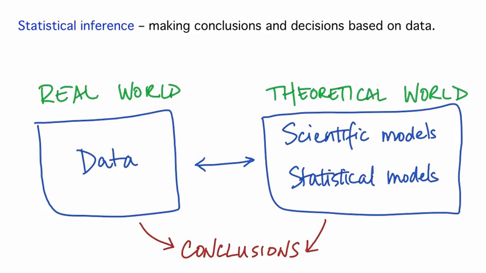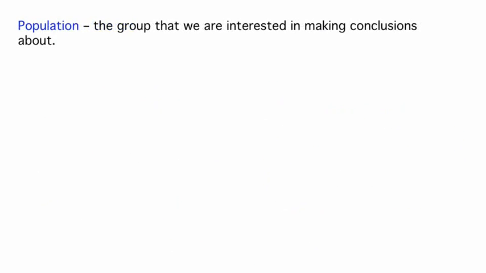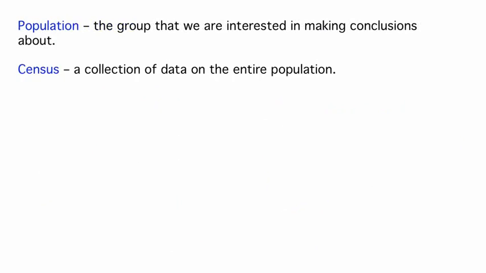Often we're interested in making conclusions about a particular group, which could be all people, or all Canadians, or women aged 15 to 25, or whatever else we're studying, such as countries or skeletons. The group we're interested in making conclusions about is our population. When we collect data about the entire population that we're interested in, this is called a census.